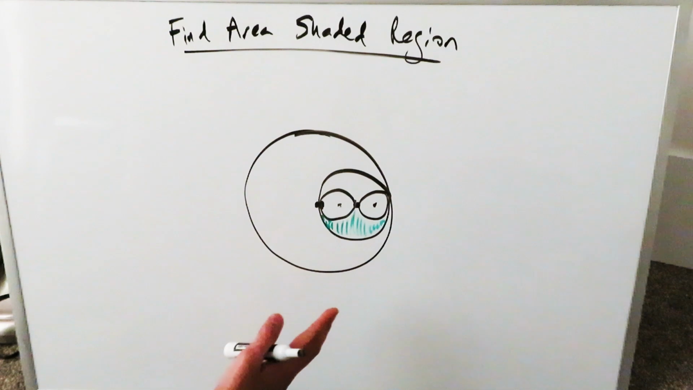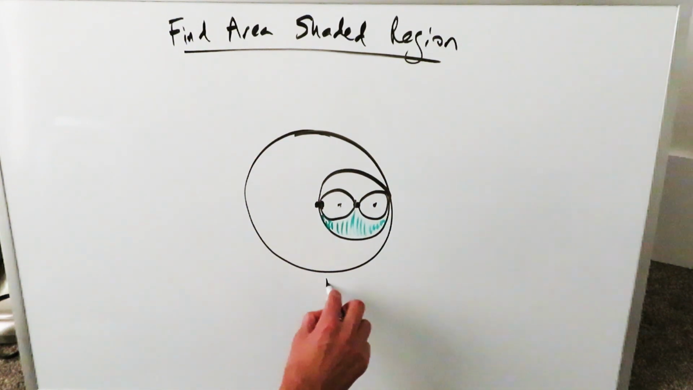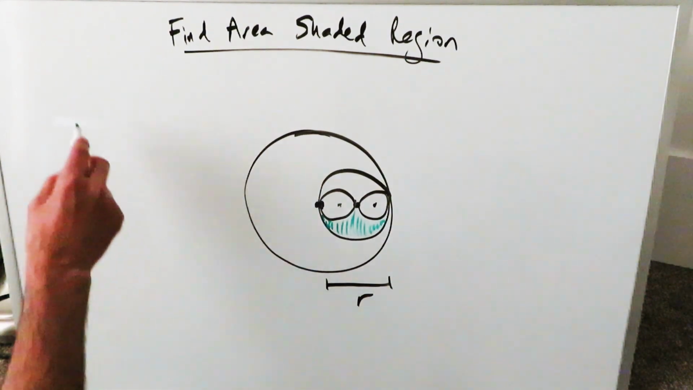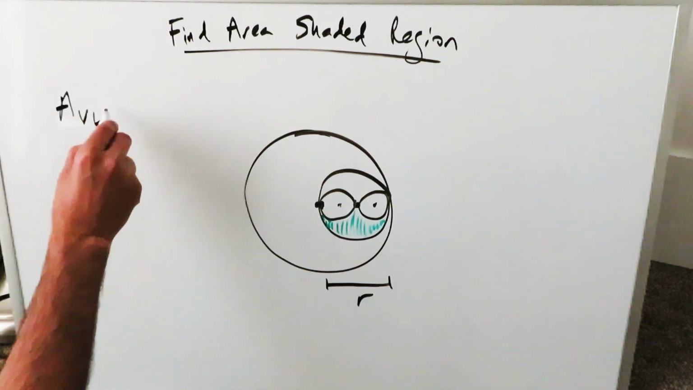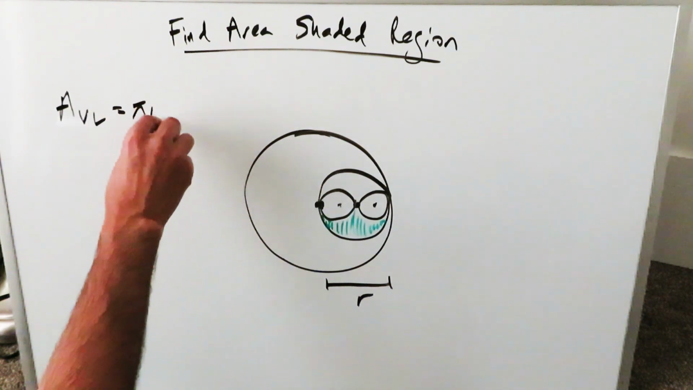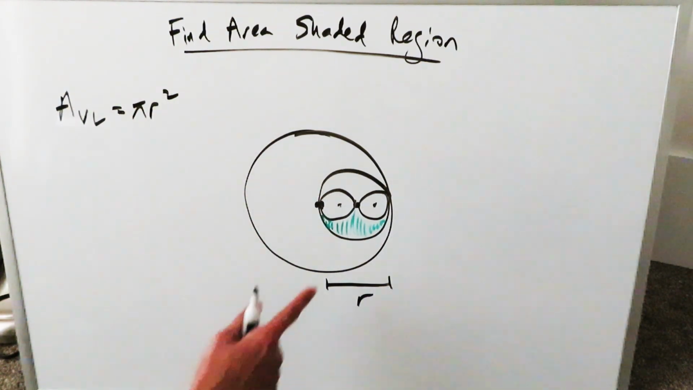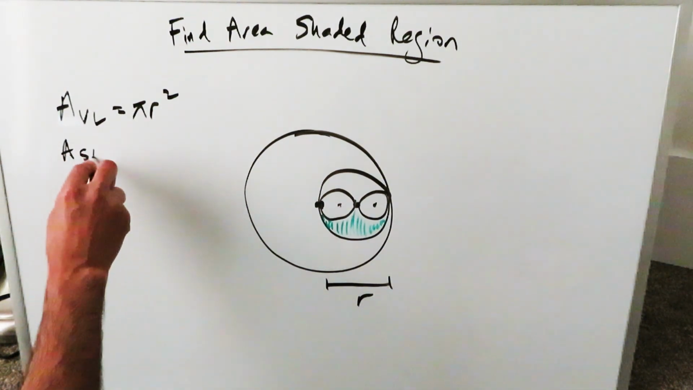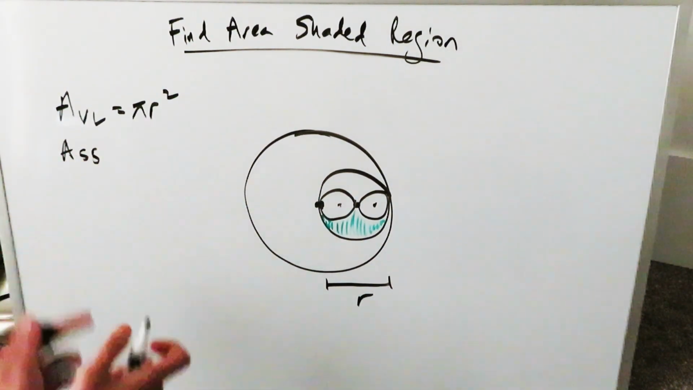How would you go about determining the area of the shaded region if I told you that this portion right here is your radius? You can always start with determining the area of the very large circle, and we'll say VL. Area of the very large circle would simply be pi r square. Then let's look at the area of the slightly smaller circle, and we can just call that slightly smaller.